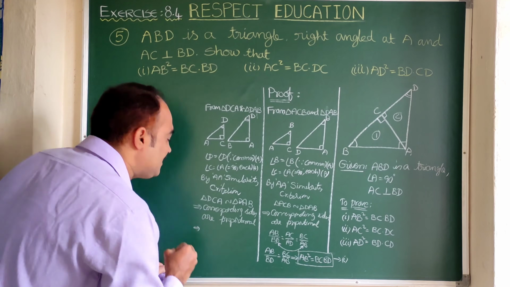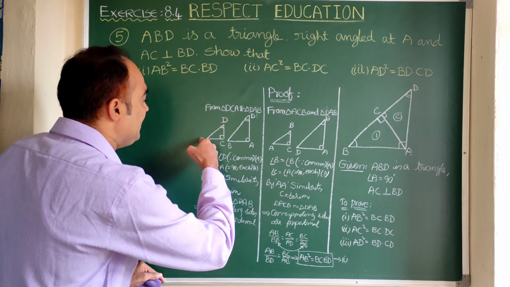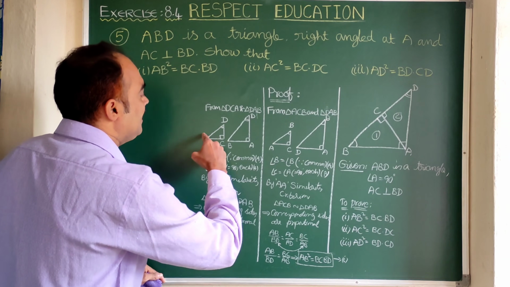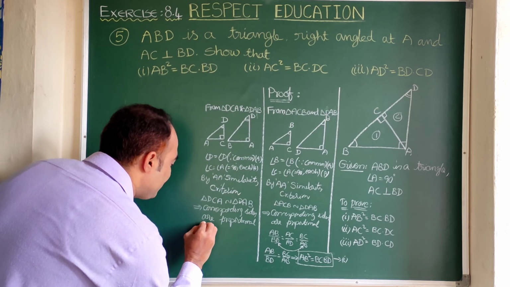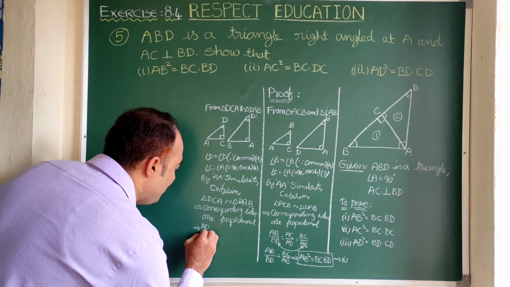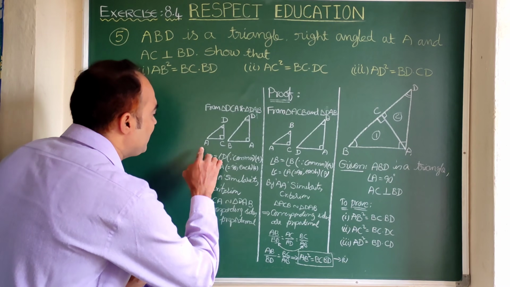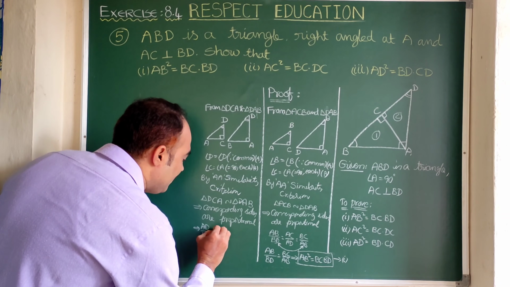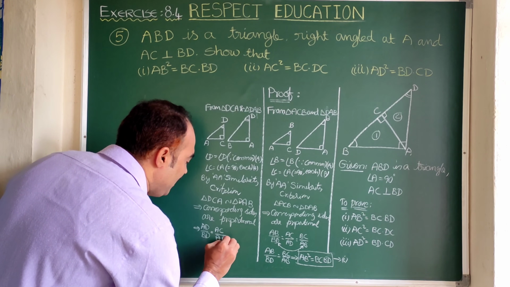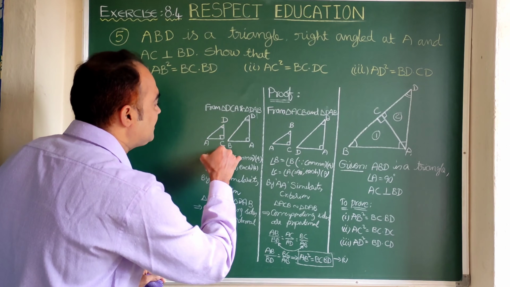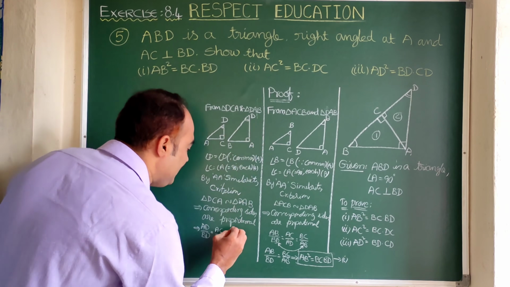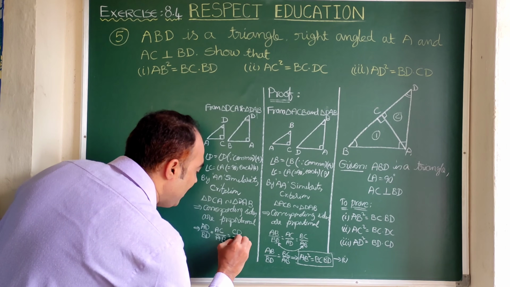Let us take the corresponding sides now. DA, or we can write AD, right? AD by BD is equal to AC by AB, and AC by AB is equal to DC, we can write CD also, CD by AD.